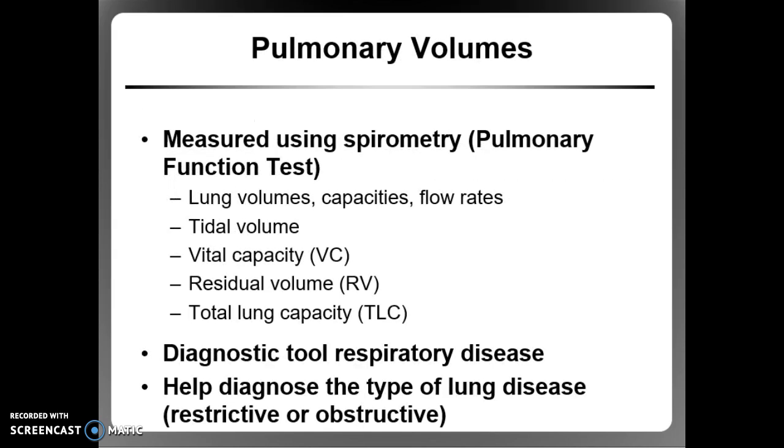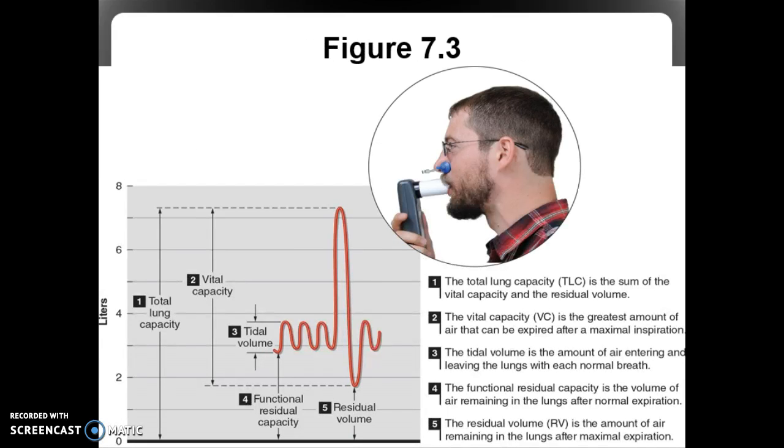If we're measuring pulmonary volumes, we have a pulmonary function test, which measures tidal volume, vital capacity, residual volume, and total lung capacity. This helps us determine respiratory diseases, and whether the disease might be restrictive or obstructive. Total lung capacity is the sum of the vital capacity and residual volume. The vital capacity is the greatest amount of air that can be expired after maximal inspiration.